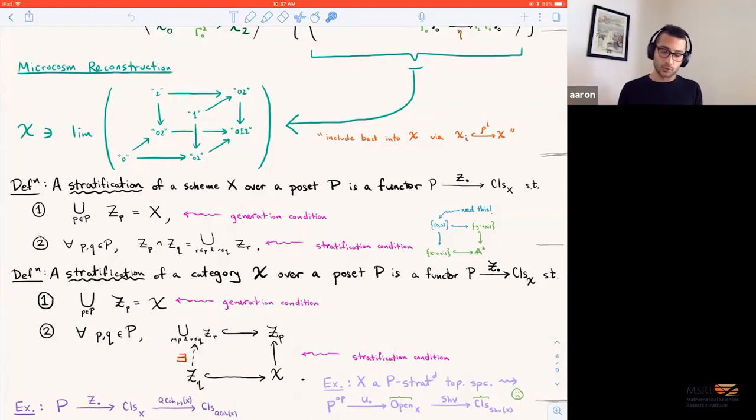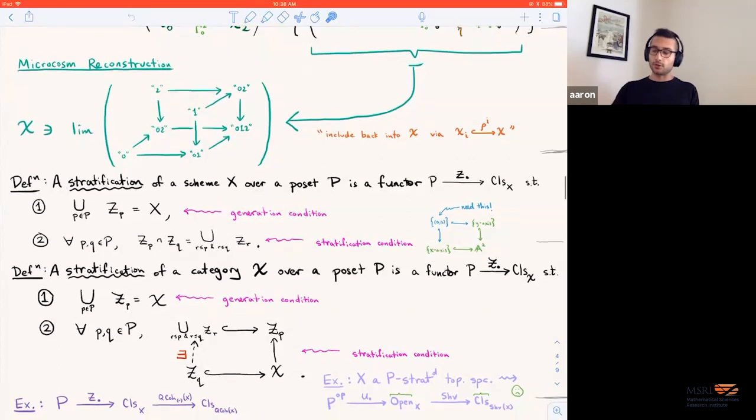So two sources of examples are: if I have a stratified scheme, I can post-compose with this functor QCoh co-supported on some closed subset, and I get a stratification of QCoh. And here I'll just mention what's the deal with stratified topological spaces. Well, if I have a topological space stratified over a poset, actually the way that it works, again, is this duality: you take the opposite of the poset, and that gets a functor to the poset of open subsets of X. And in turn, we take sheaves on those, or locally constant sheaves, or whatever. And again, there's this mismatch, open versus closed. There was going to be one either way, and I chose for it to be this one.